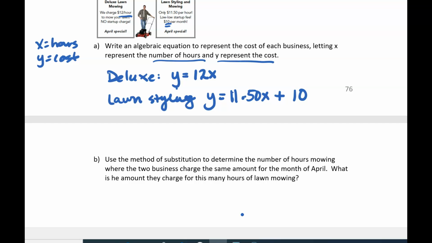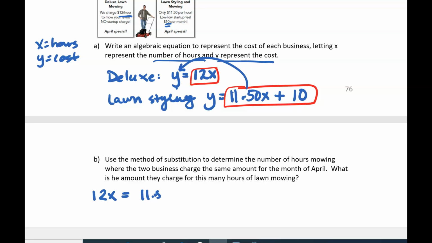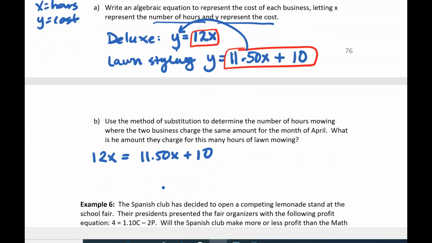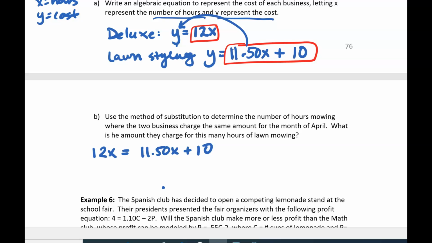So what substitution means is you're going to look at these and say, okay, well, if y is equal to 12x and y is also equal to 11.50x plus 10, then I can set these two equal to each other. And so basically I'm substituting this y in for that one. So we can say 12x equals 11.50x plus 10. And then we're going to see, well, at what x, or number of hours, are these actually equal? So we're going to solve this equation for x.